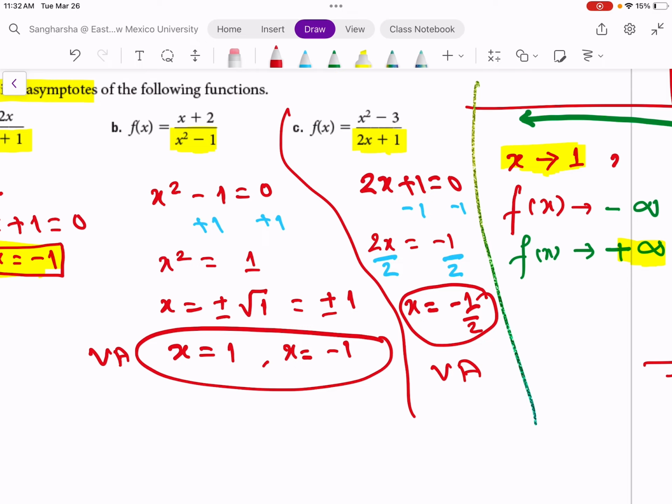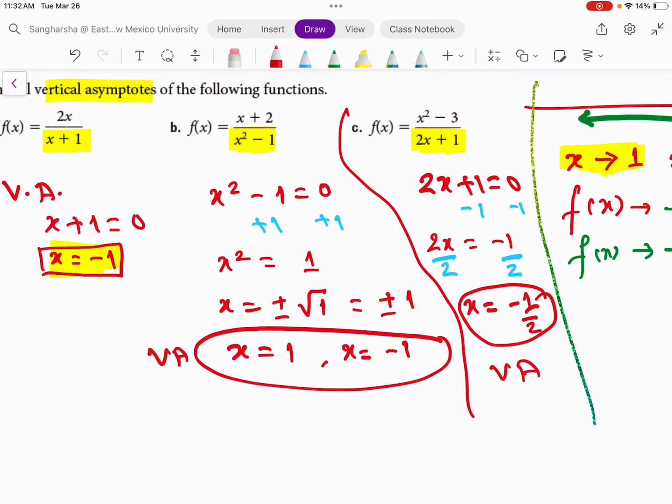And once we know the vertical asymptote, what can we say about the domain? Like our vertical asymptote is x equals negative 1. Now what can we say about negative 1 for the first function? Is negative 1 in the domain or not? No, right? A vertical asymptote is exactly at the point where the function is undefined. So negative 1 is not in the domain of f of x. Similarly, negative 1 is not in the domain for the second function. And similarly negative 1/2 is not in the domain for the third function.